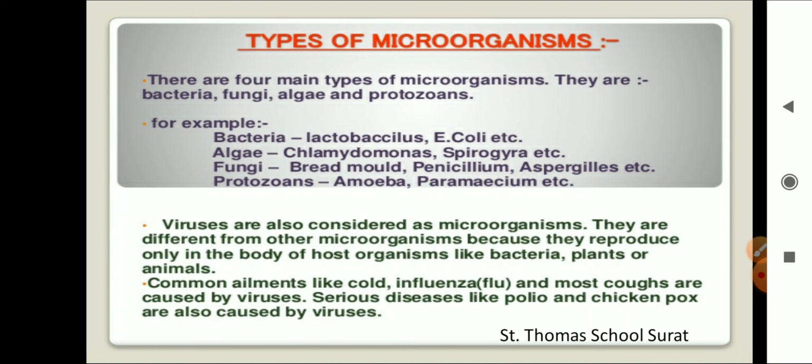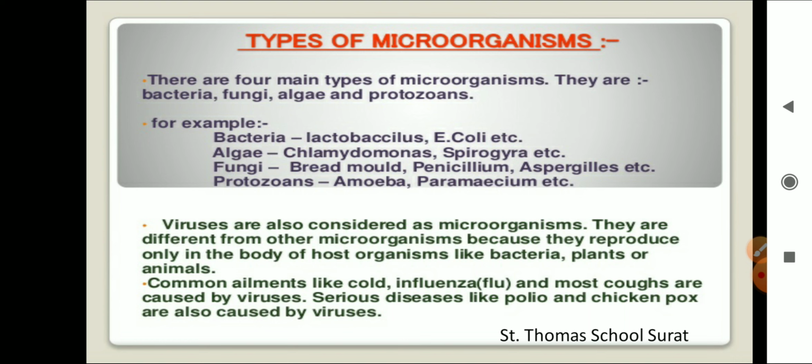For example, examples of bacteria are lactobacillus or E. coli. Okay, and the examples for algae are Chlamydomonas, Spirogyra, etc. And fungi, just now I gave you the example, that is bread, isn't it? Bread mold, penicillium, aspergillus, etc. Then protozoan. Protozoan में amoeba, paramecium, etc. These are the examples of these four main types of microorganisms.